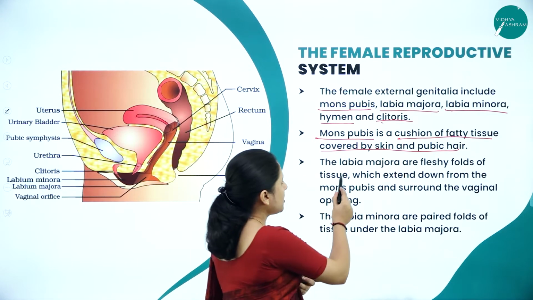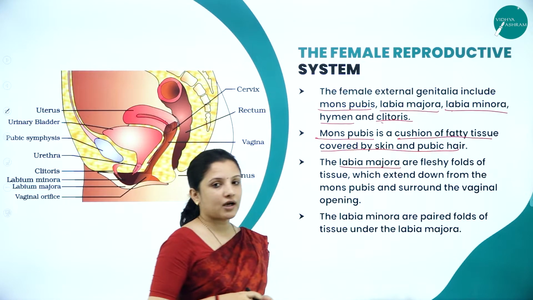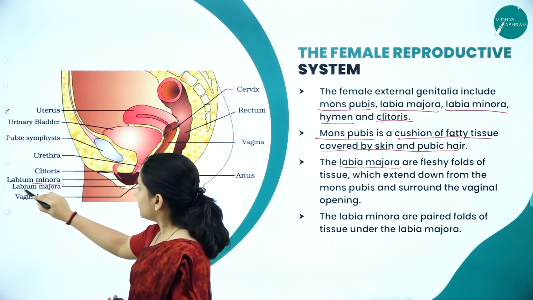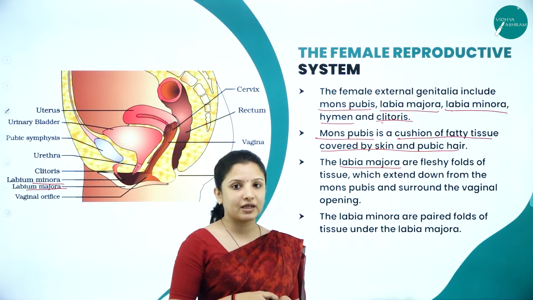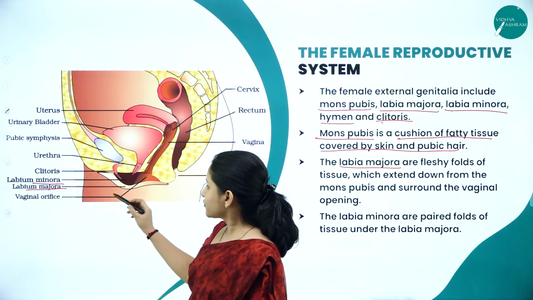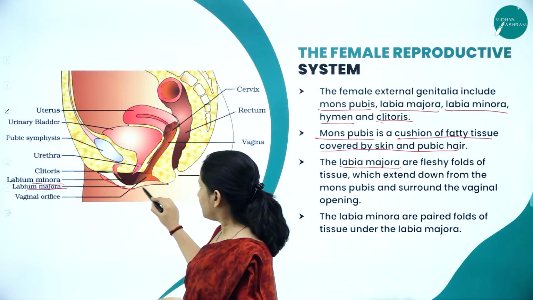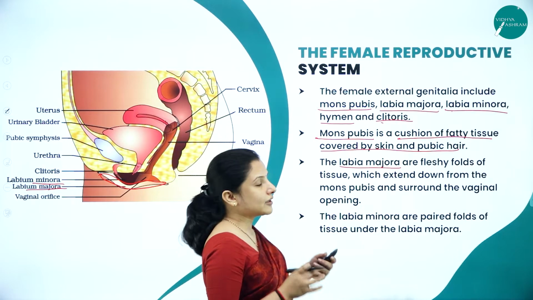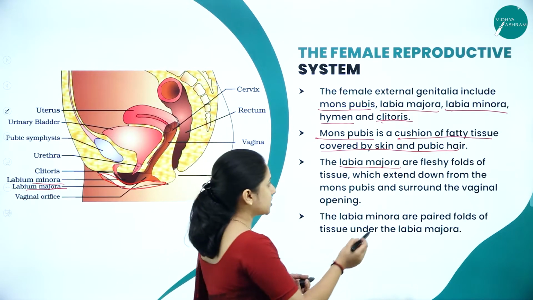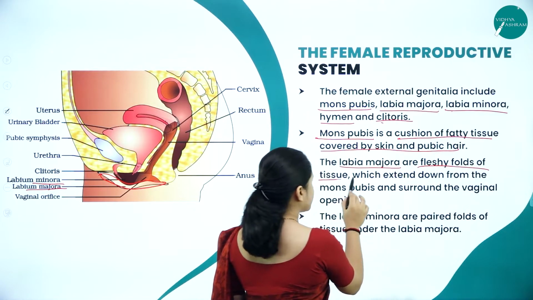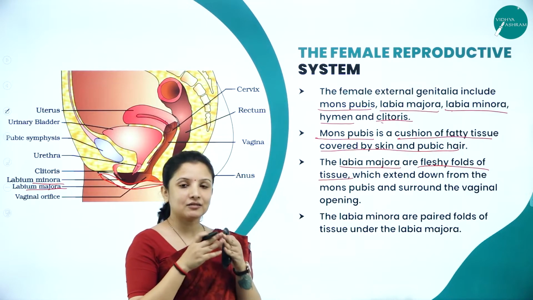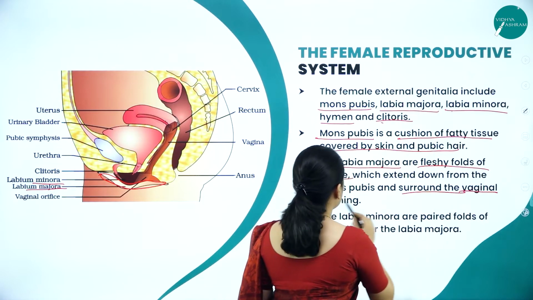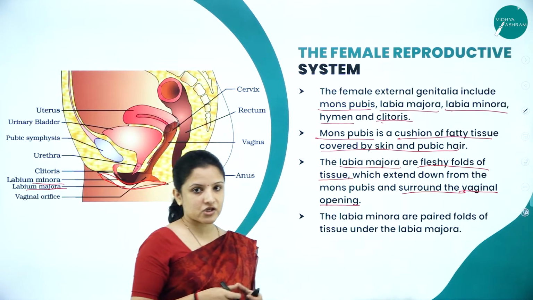Next is the Labia Majora. Labia Minora, Labia Majora, as you can see. Now I am talking about the Labia Majora, which is this particular part. It is usually fleshy in nature, made up of fleshy folds of tissue. These extend down from the Mons Pubis and surround the vaginal opening.